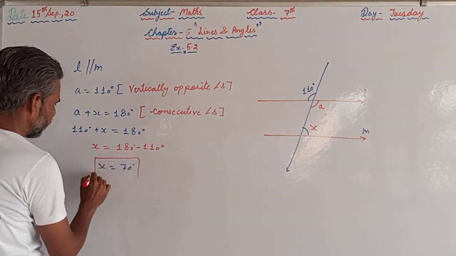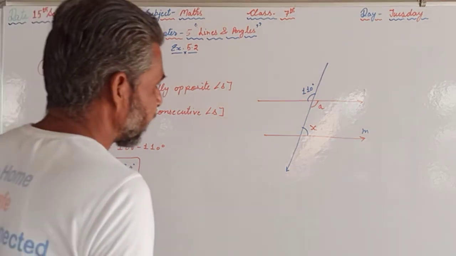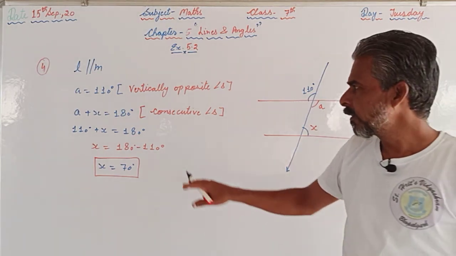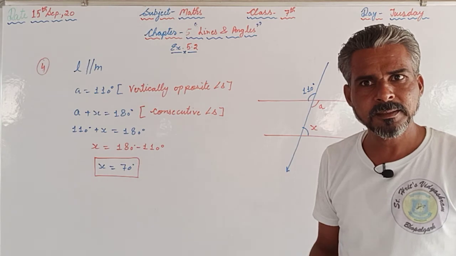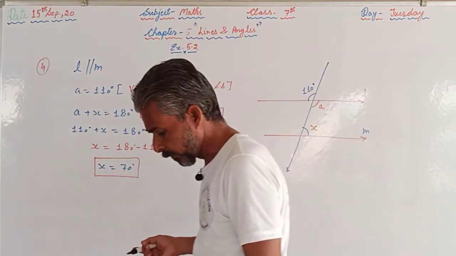Like this we are supposed to proceed. Again I am telling you, whichever property of the angles you use, you are supposed to mention that in front of that step in brackets. Why you are writing this? If you are not writing this, you will not get full marks. Your marks will be deducted.